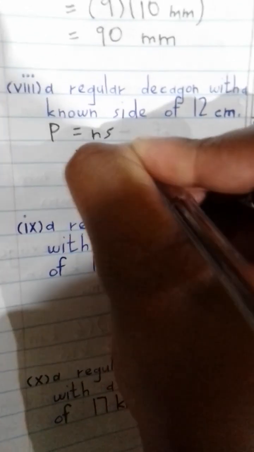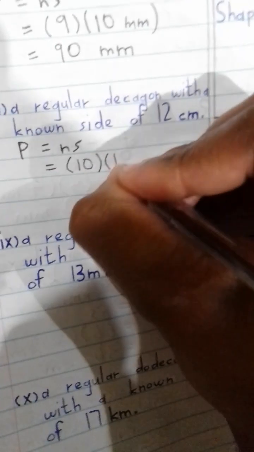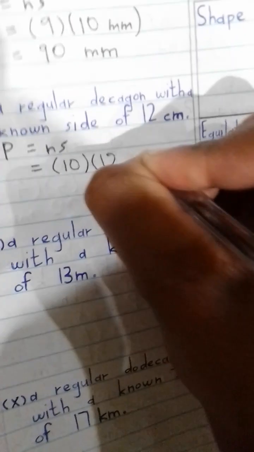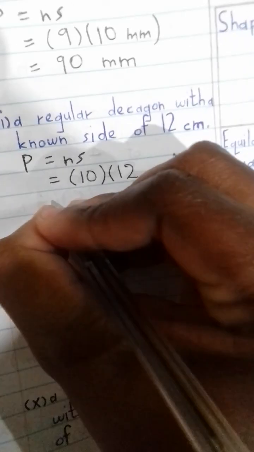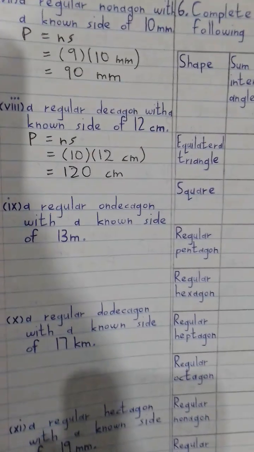Decagon, number of sides is 10. Length of the known side is 12 centimeters. 10 times 12 is 120 centimeters.